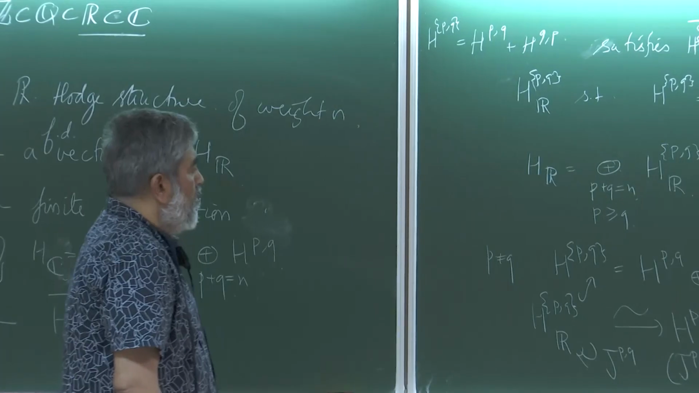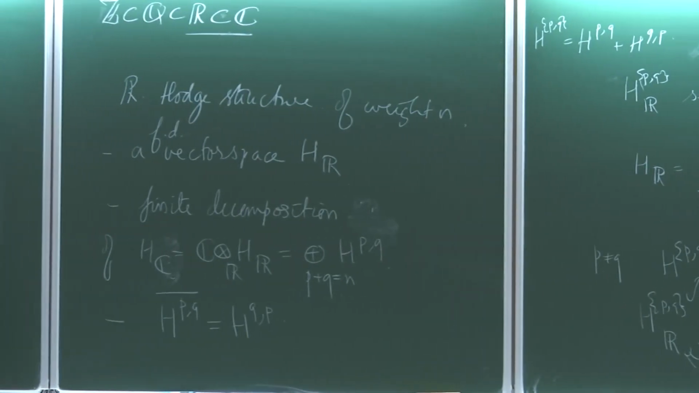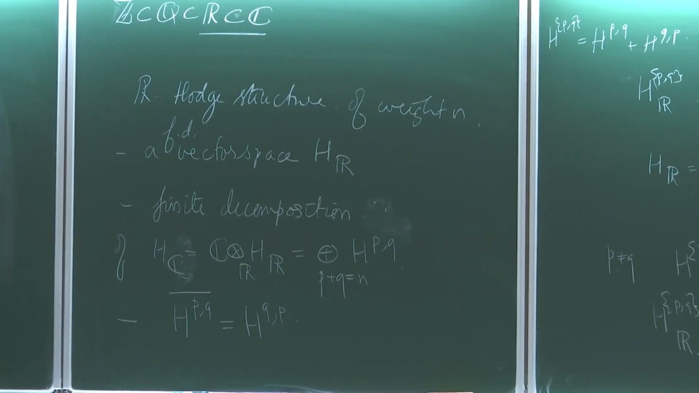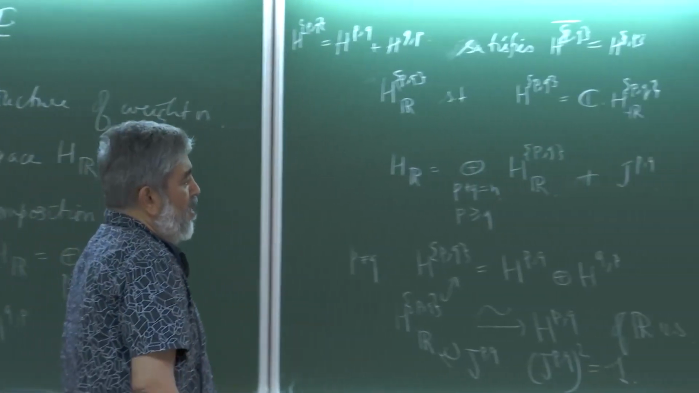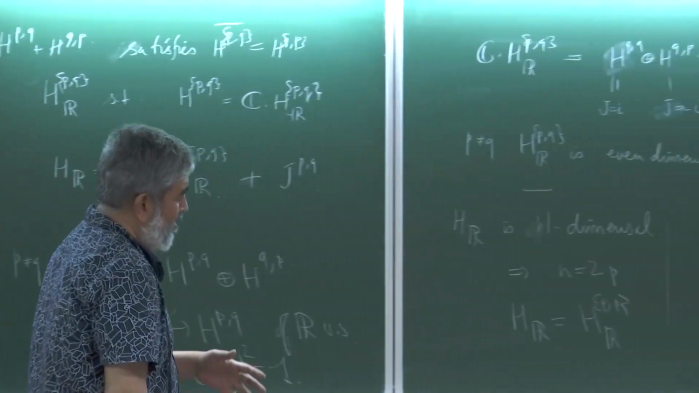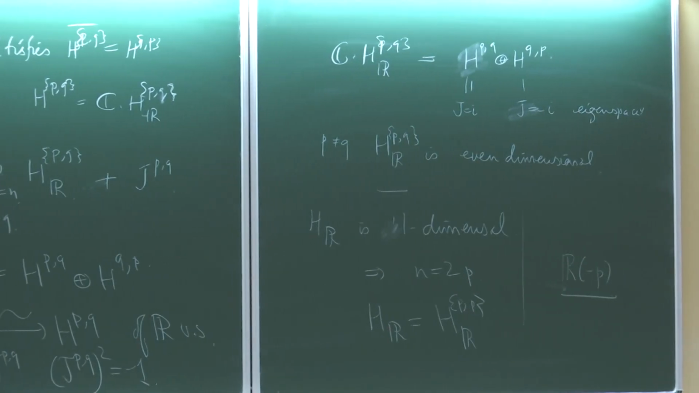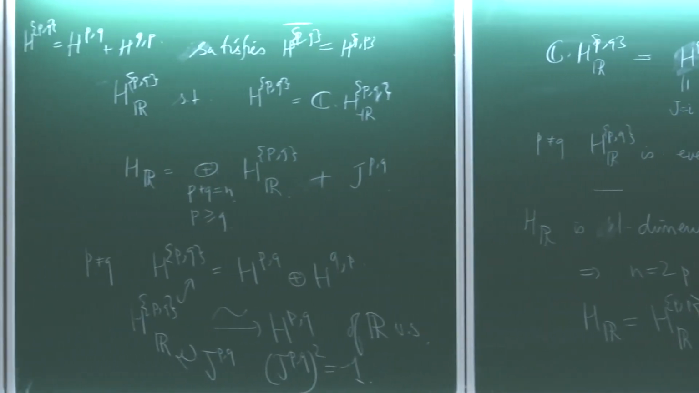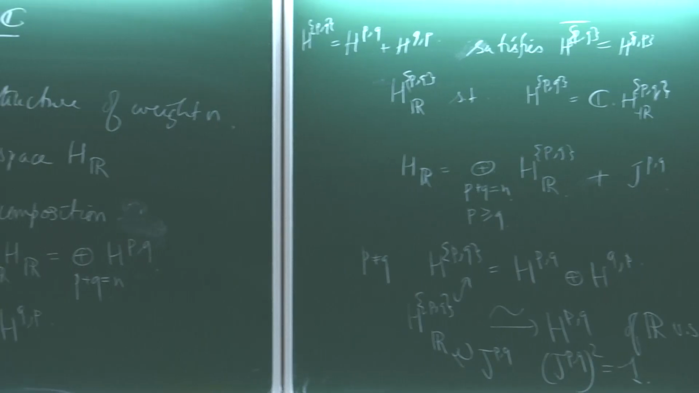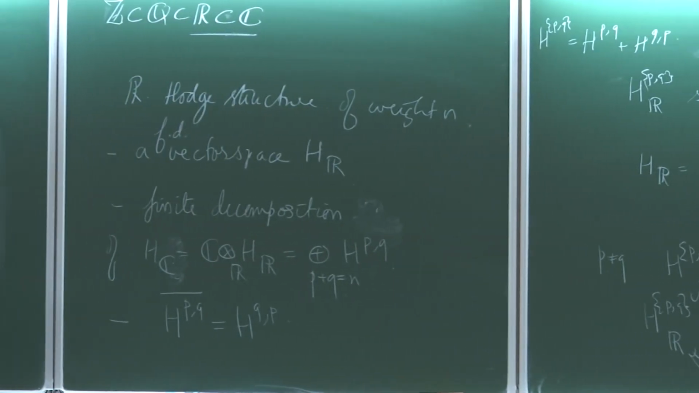So we'll come to that. Okay, so sometimes this is also called a pure Hodge structure when the weight is not specified. We just say it's a pure Hodge structure, or you say a pure Hodge structure of weight n to emphasize the weight, or you just say Hodge structure of weight n. Okay, so these are all the same terminology for over real numbers.